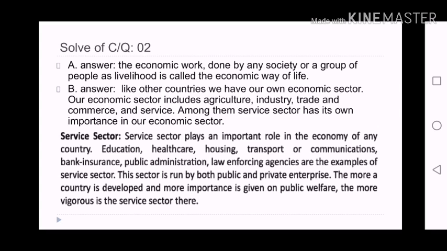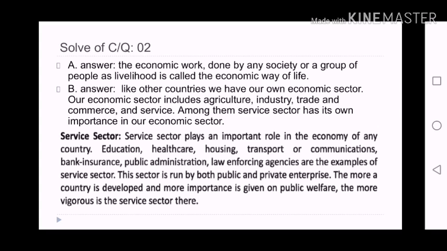So this is how you give the knowledge-based idea to your teacher that you know about the economic sector, and service sector is one of them. You also know about this. Then you can write about the service sector. Like, the service sector plays an important role in the economy of any country. Education, healthcare, housing, transport or communications, bank, insurance, public administration, law enforcing agencies are examples of the service sector.